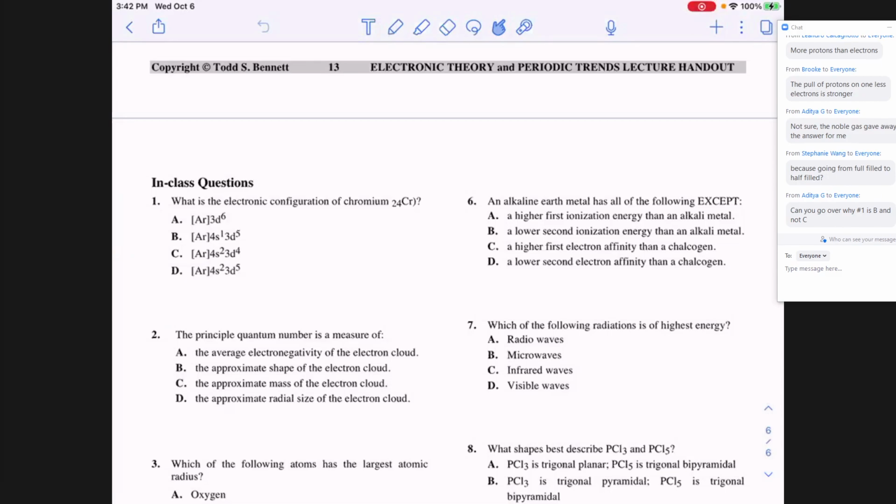A chalcogen is like oxygen. An oxygen would want to gain an electron and become more stable than if your alkaline earth metal gains an electron in your transition metal row. Okay.